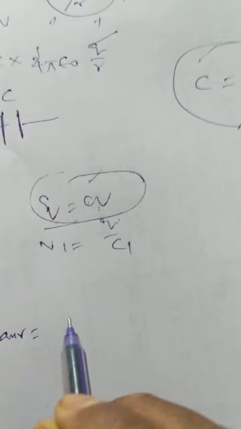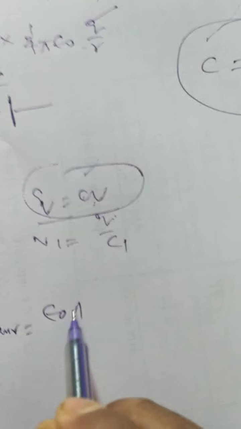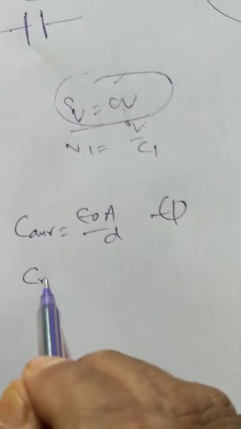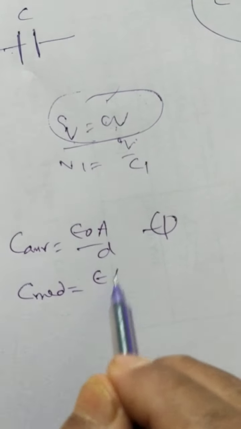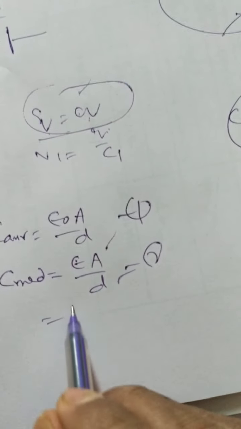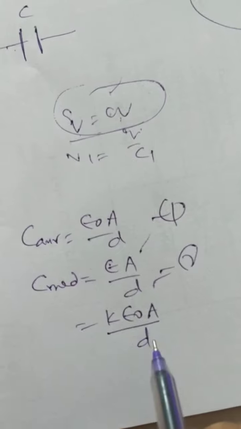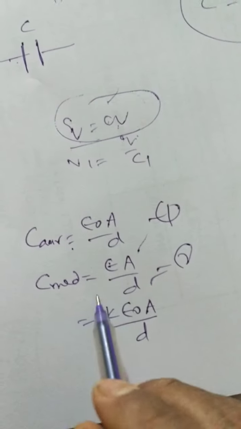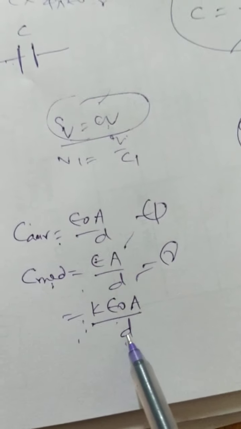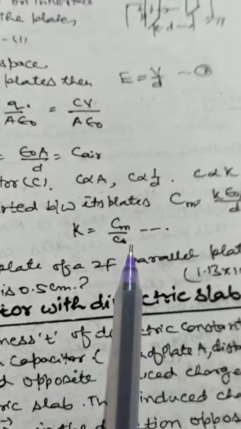Now let us suppose when the air is there, then C air is epsilon naught A by D. Now when a medium is placed, it will be epsilon A by D, because the area and D are the same. This epsilon can be written as K epsilon naught, so epsilon A by D becomes K epsilon naught A by D. When we divide C medium by C naught, epsilon naught A and D cancel out, only K is left. So we get K is equal to C medium by C naught. This is the required expression for the dielectric constant.